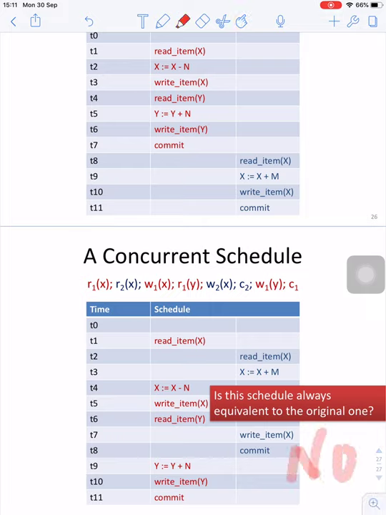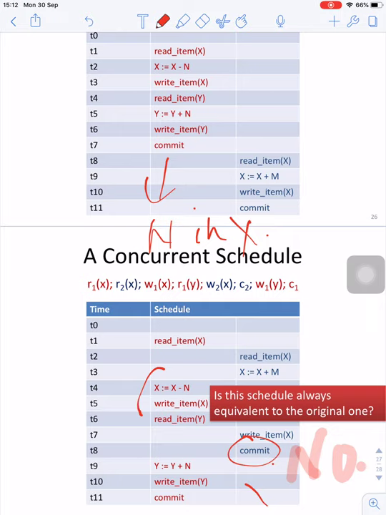This is not equivalent, because you can see that finally this commit will ignore this one. This commit will finally have n in x, and since this commit related to x will only relate to m, it does not depend on n. So that is the issue: the schedule is not always equivalent to the original one.